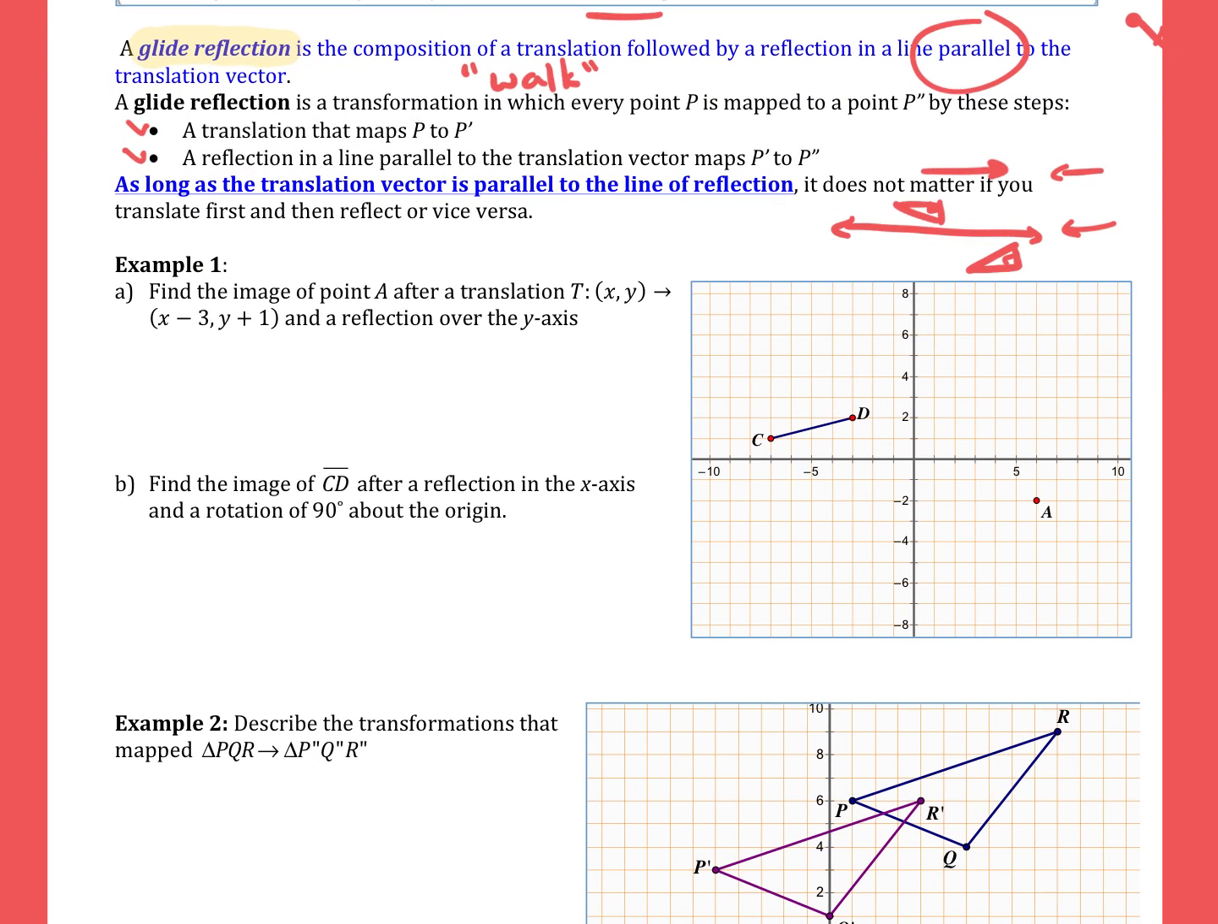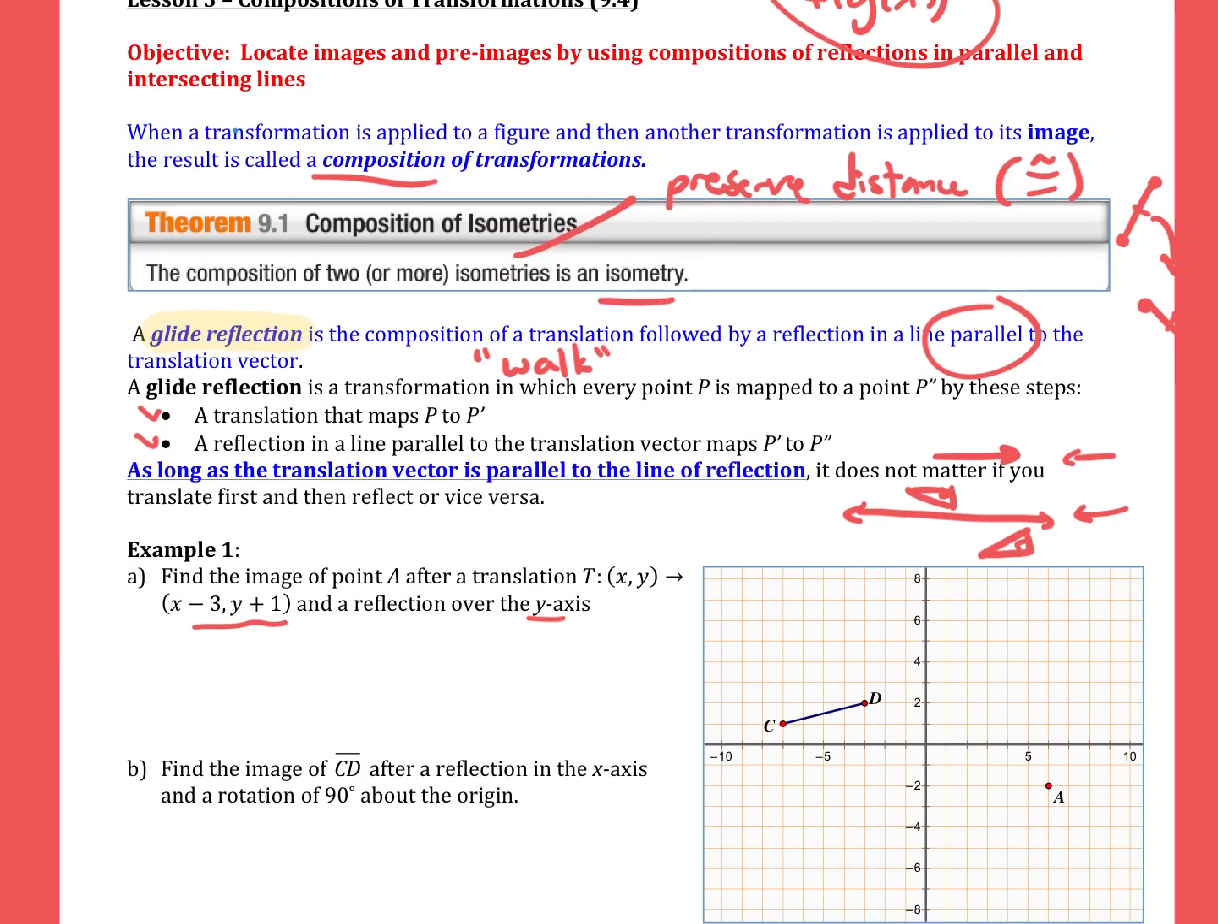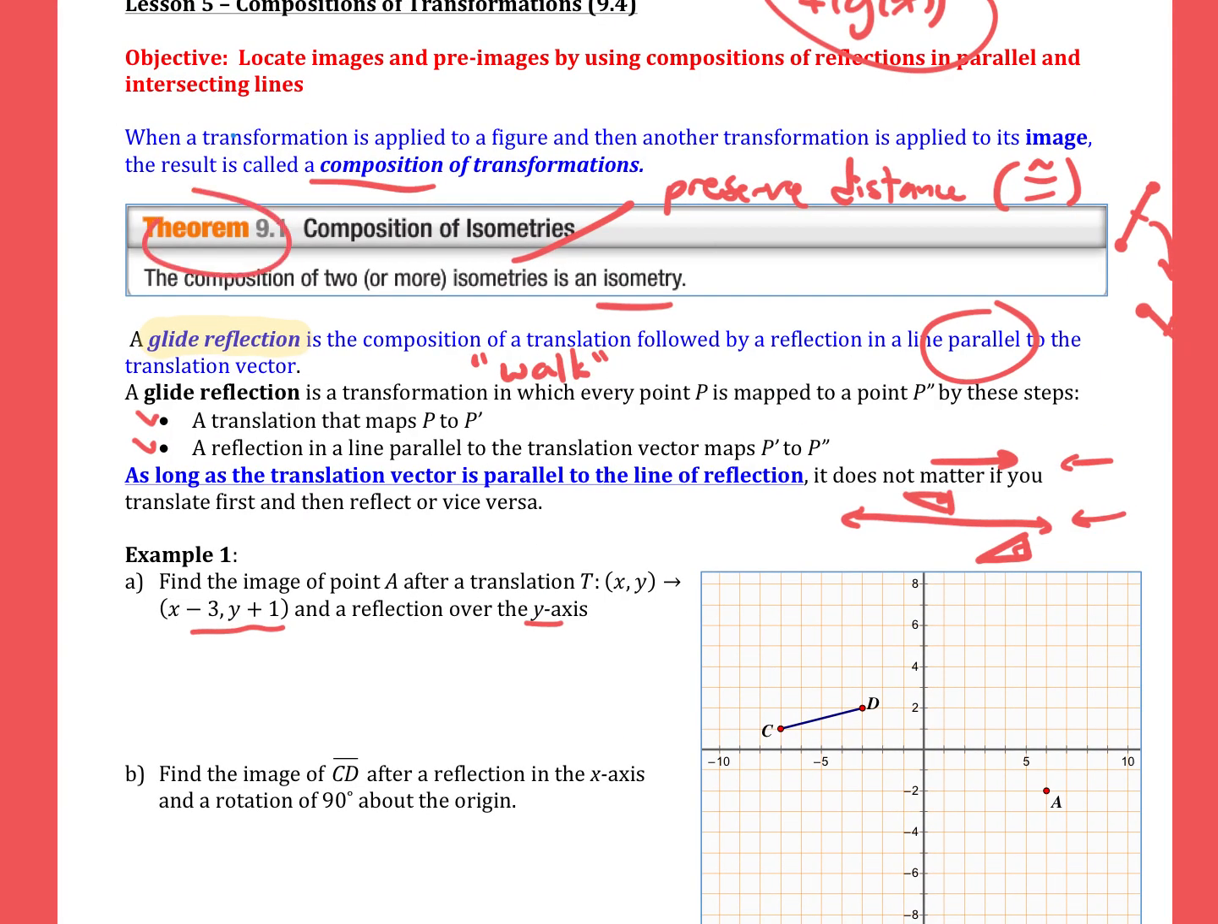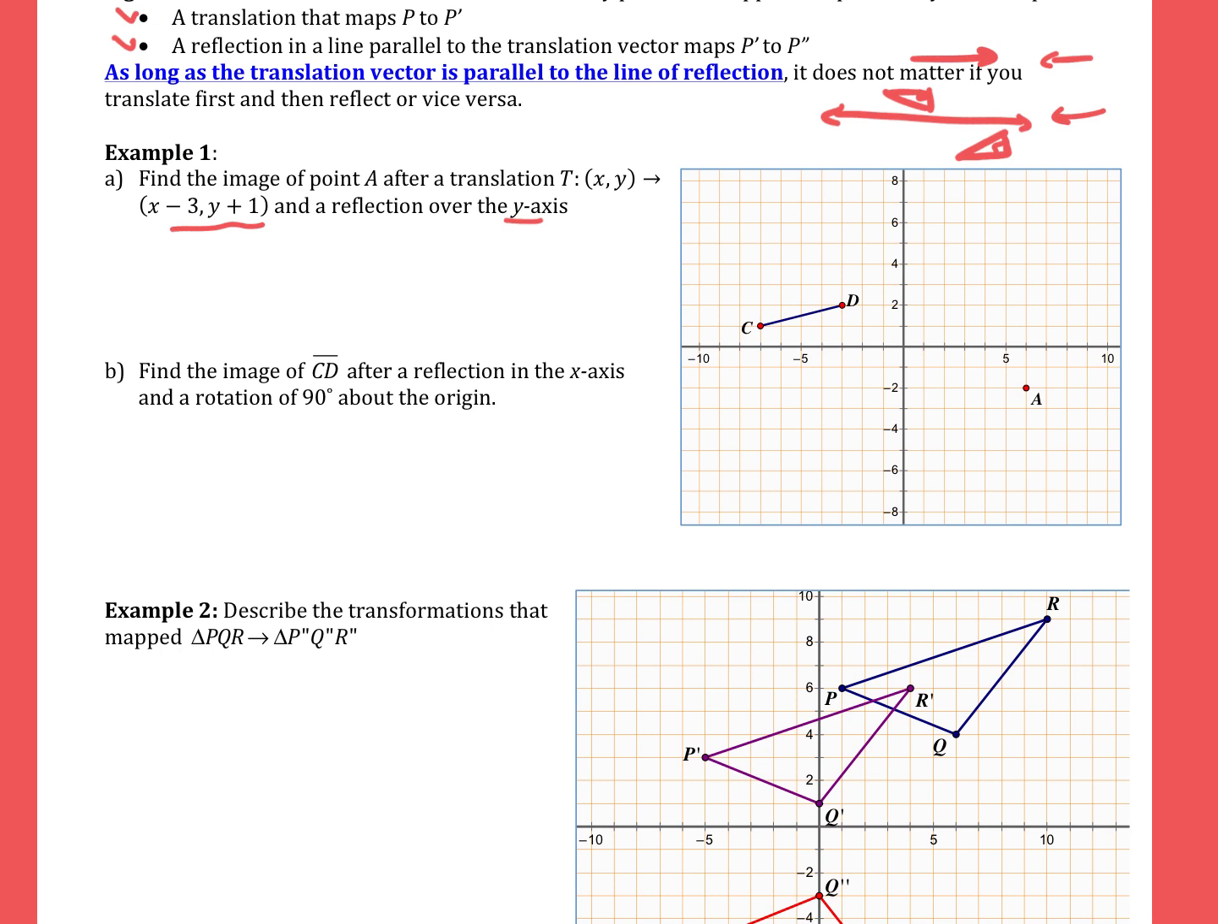Okay, example 1. Find the image of point A after translation T and a reflection over the y-axis. Okay, so right now these aren't parallel. This little vector here is not going to be parallel to the y-axis. So this is kind of a misspelled, I call that misspelled light reflection. So it's not a great first example, but it is going to show a composition of isometries, like this first theorem 9.1. It's a composition of isometries. It's going to show that it's an isometry.